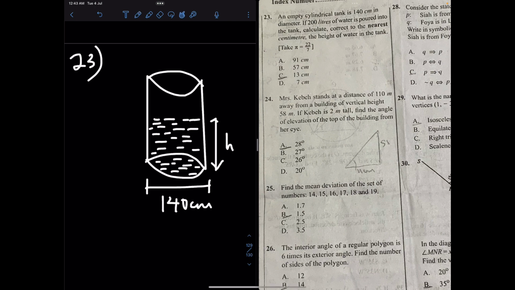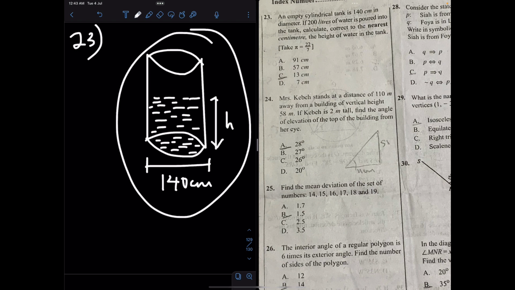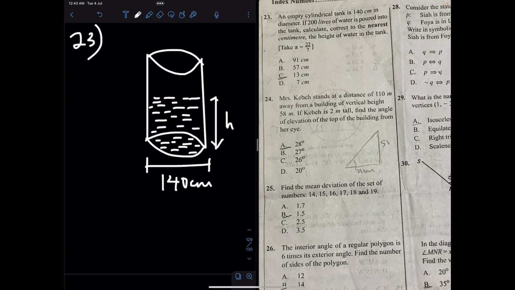All right, this is a diagram. Let this represent the empty cylindrical tank and the water in it. We want to find where the water reaches in the tank, and that's what that small height h represents. We know that the volume of a cylinder is given by the formula pi r squared h.